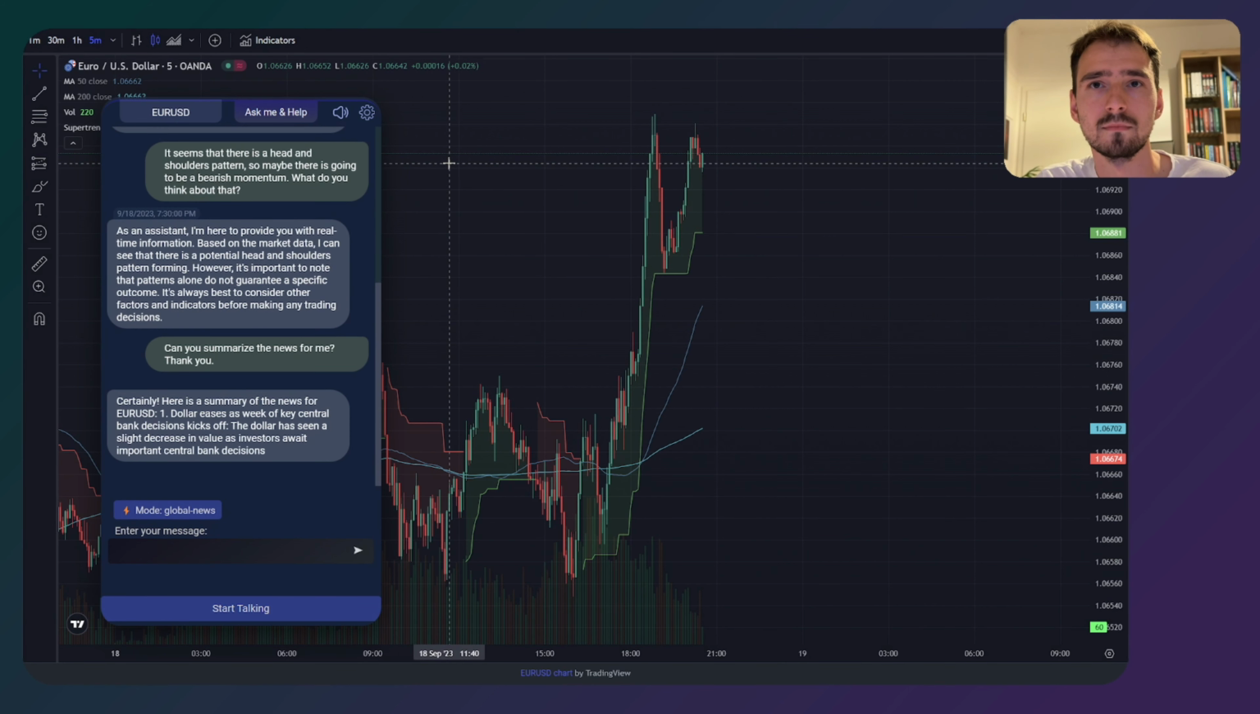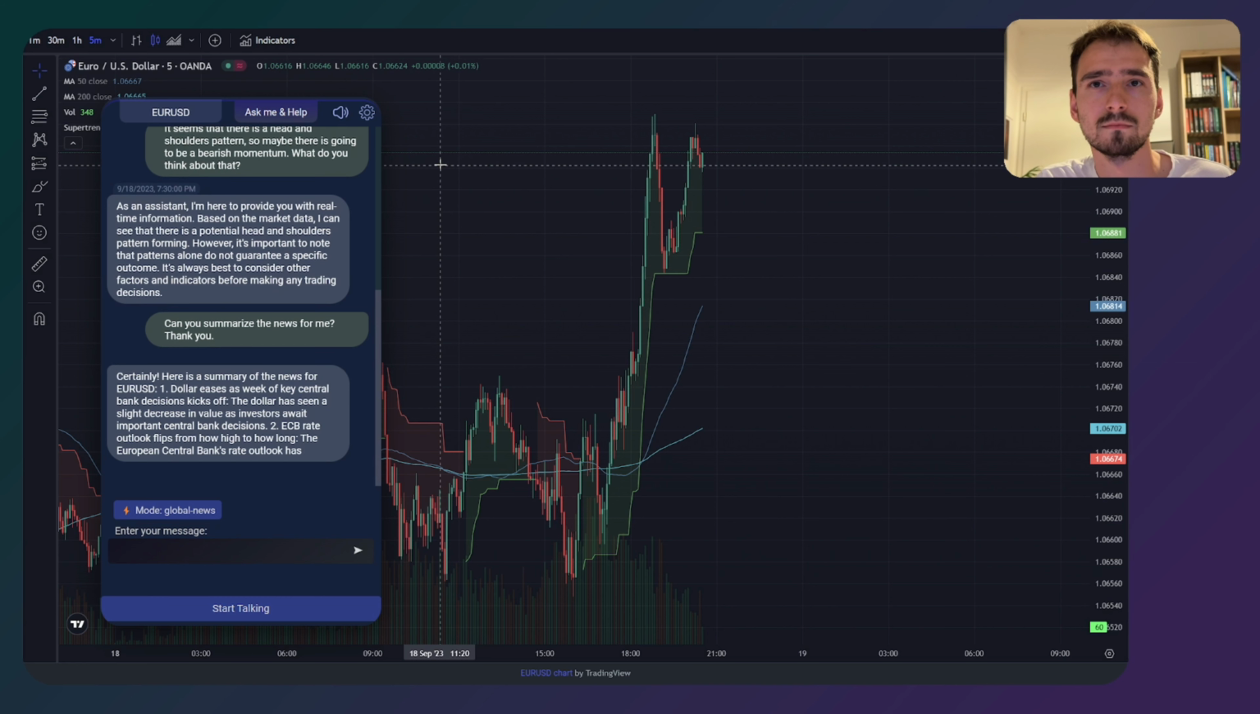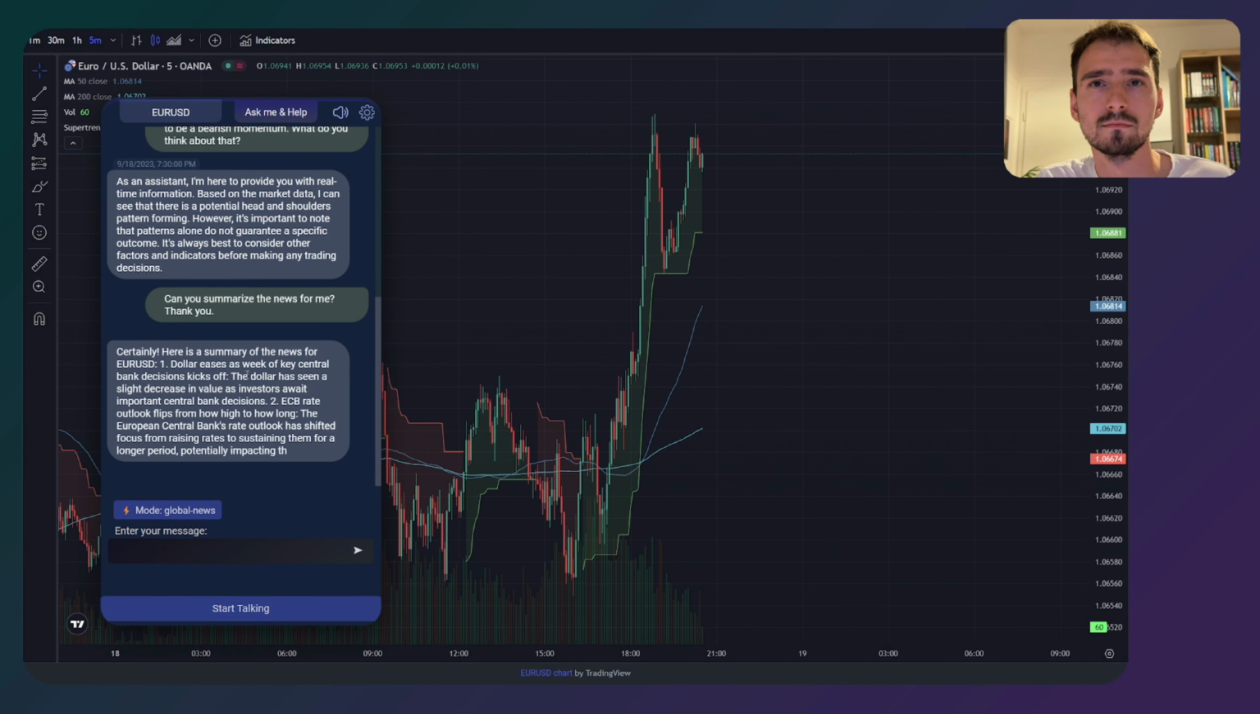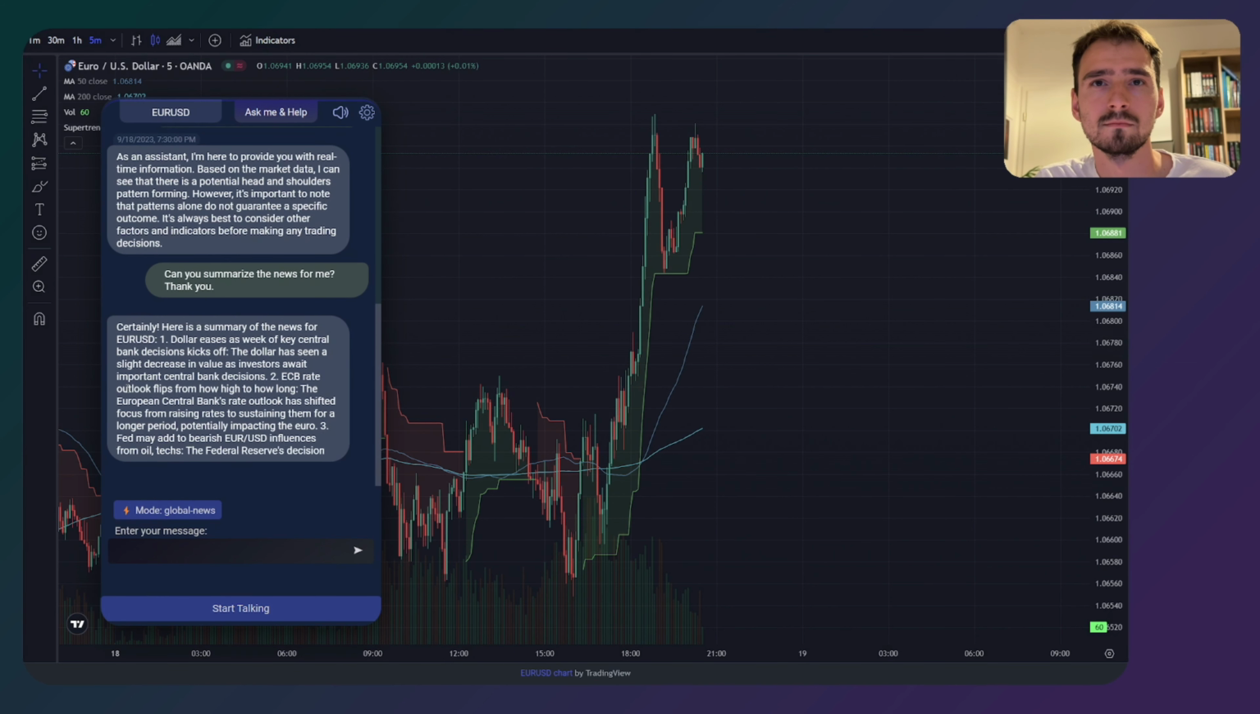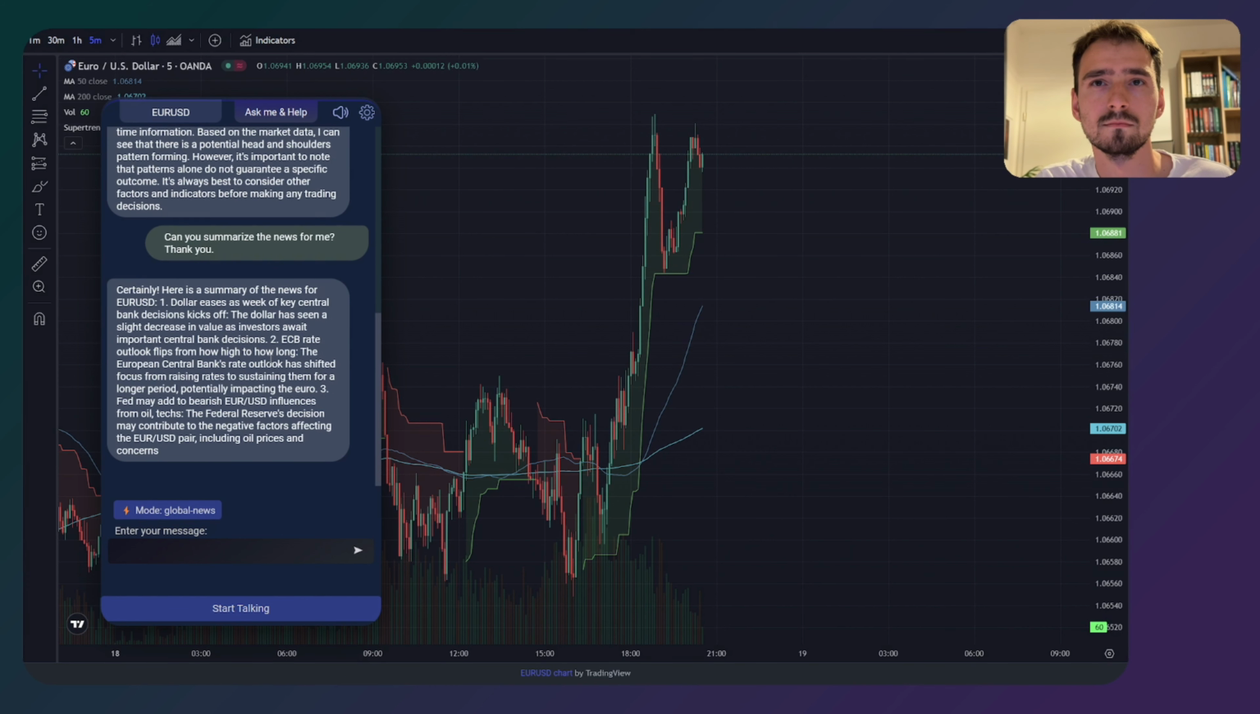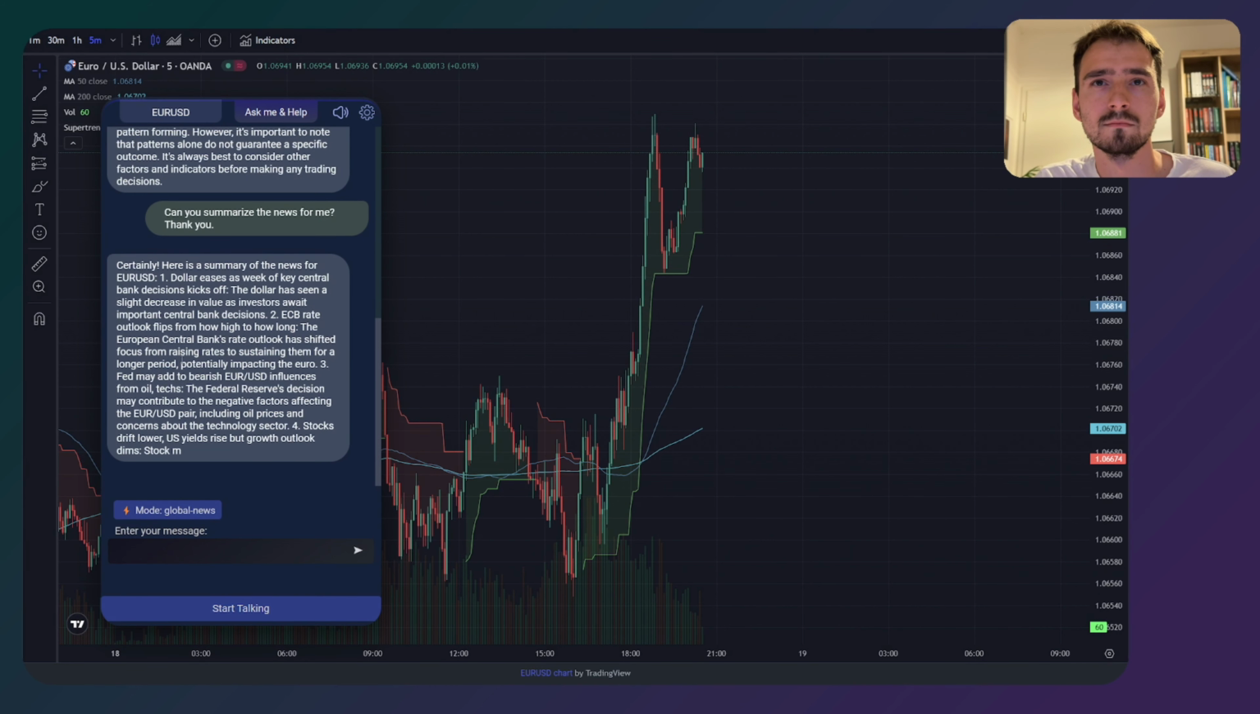Certainly. Here is a summary of the news for EUR/USD. 1. Dollar eases as week of key central bank decisions kicks off. The dollar has seen a slight decrease in value as investors await important central bank decisions.